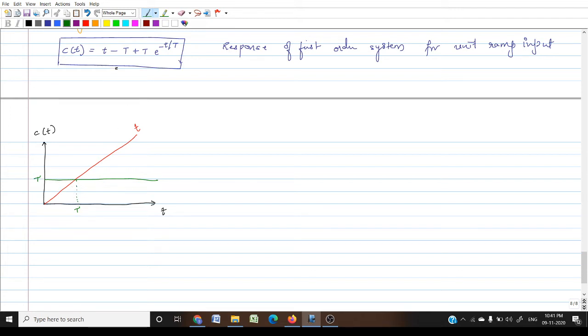So now, t minus capital T. The plot for t minus capital T will start from here, parallel to t. So this is for t minus capital T. Now we have plotted t minus capital T. Now let us plot t into e to the power minus t by T.